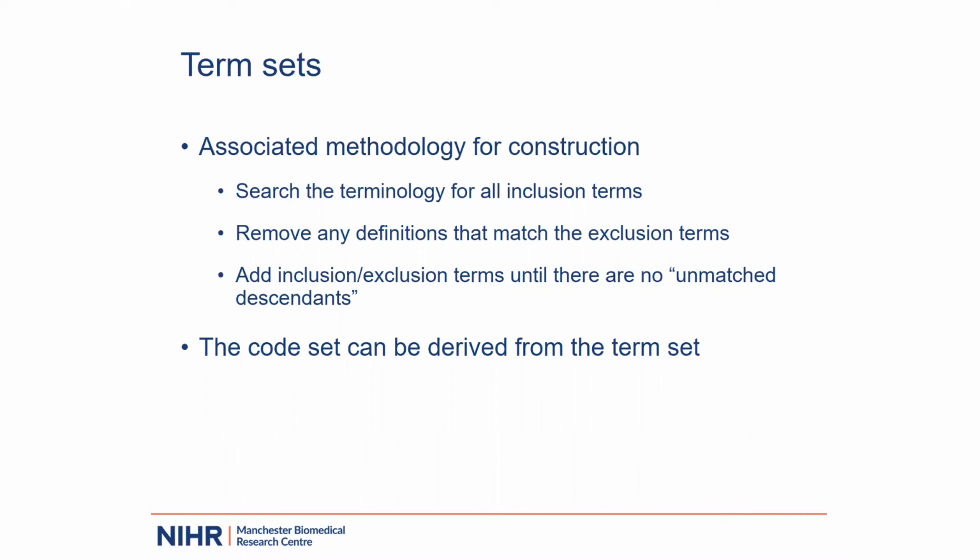We then go through the ones we've returned and take out any that also match the exclusion terms. So I'm getting rid of the family history of codes, the ruled out codes. And then I iterate and keep adding inclusion and exclusion terms until there are no unmatched descendants. I'll explain that graphically in a second. What we can do is always, from a term set, uniquely derive the code set to then use in our analysis.